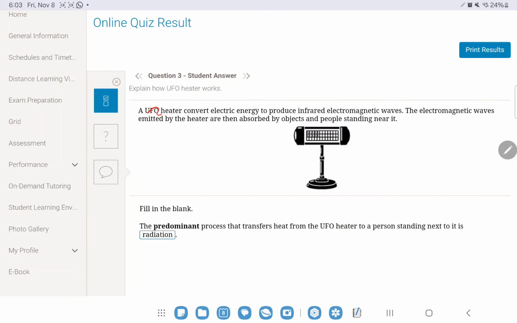So you have a UFO heater that converts electricity to produce infrared electromagnetic waves, which are emitted by the heater and absorbed by people. The predominant process that transfers the heat is radiation, because I told you, whenever you see the words electromagnetic waves, it's immediately radiation. Don't even think about it.